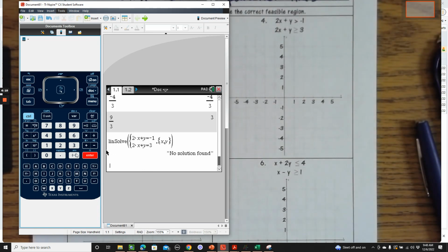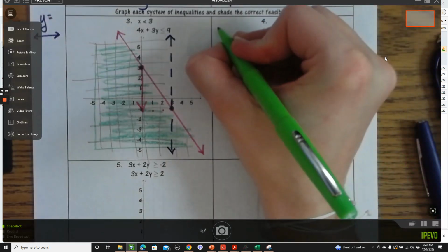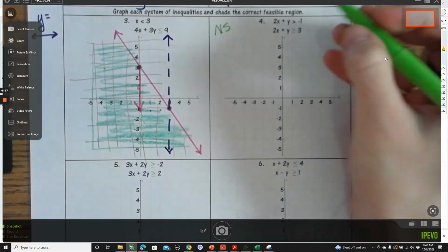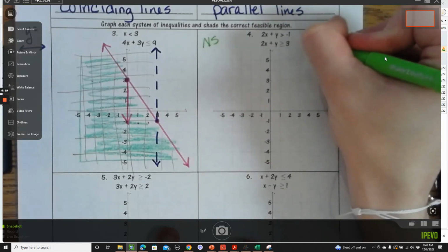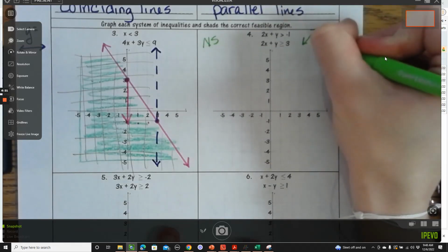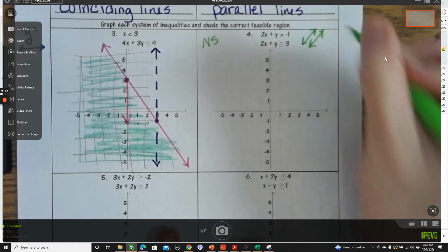So these lines are going to cross. Ooh, no solution found. What's that mean the lines are going to look like? If this is no solution, I know my lines are never going to touch. They're going to be parallel.